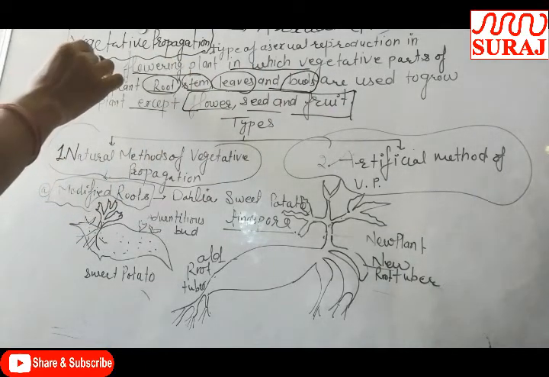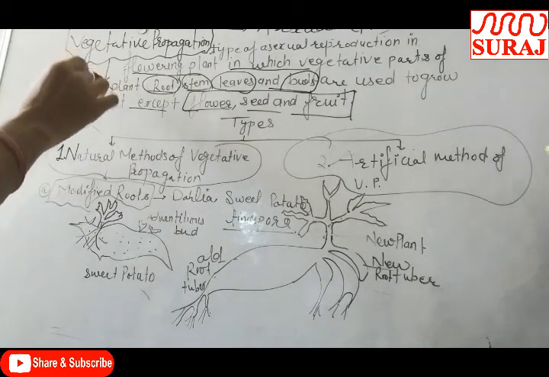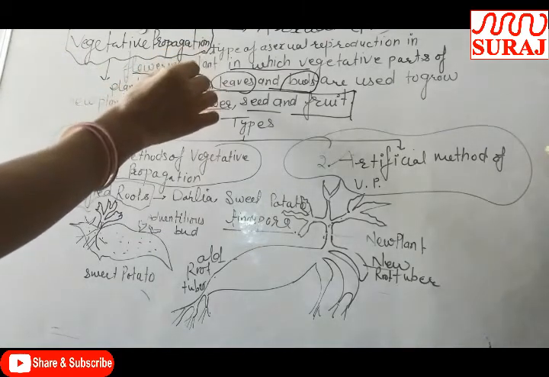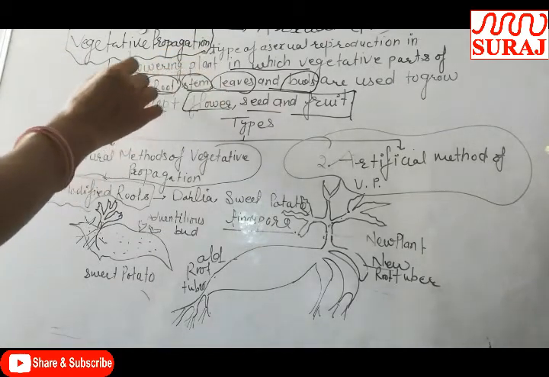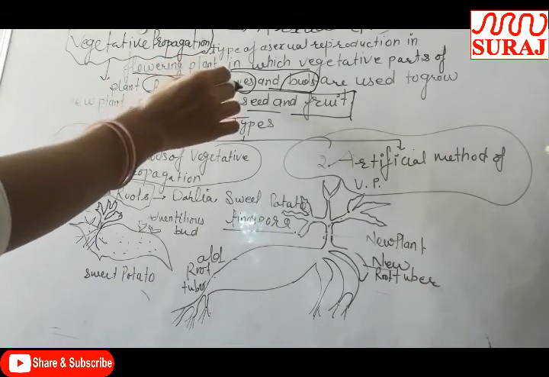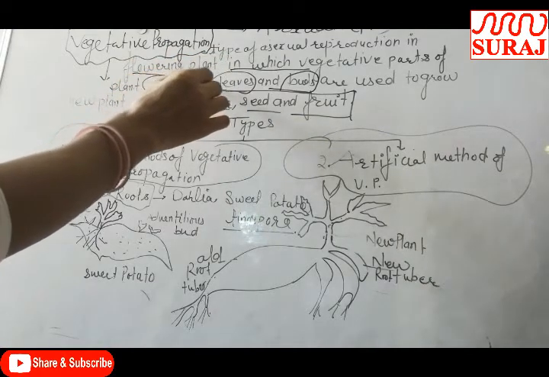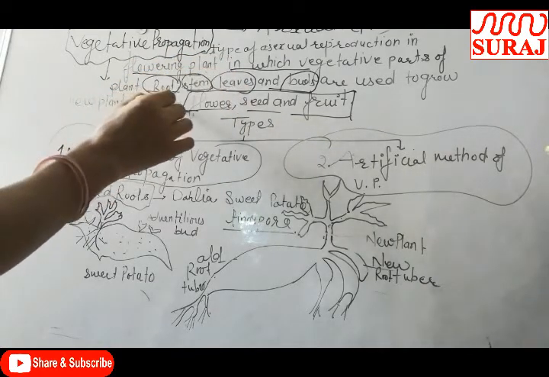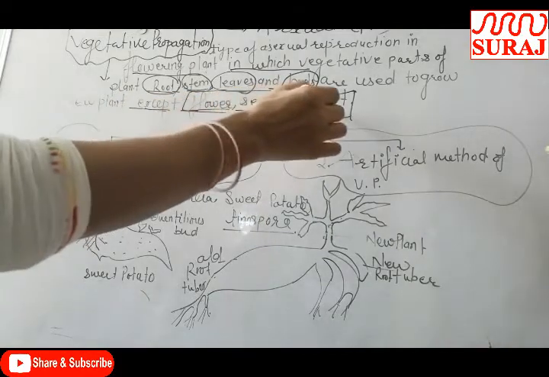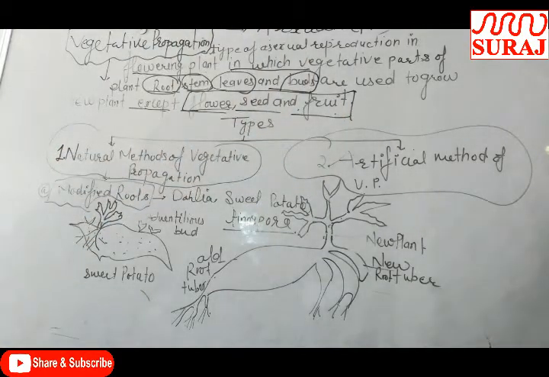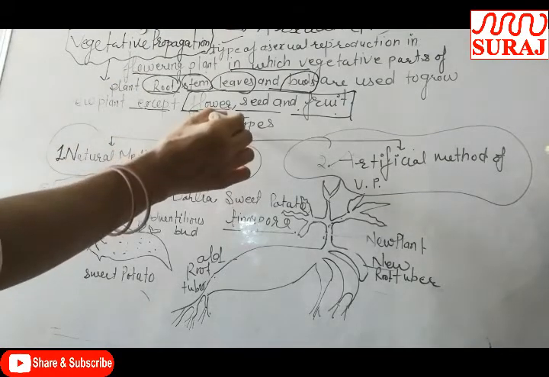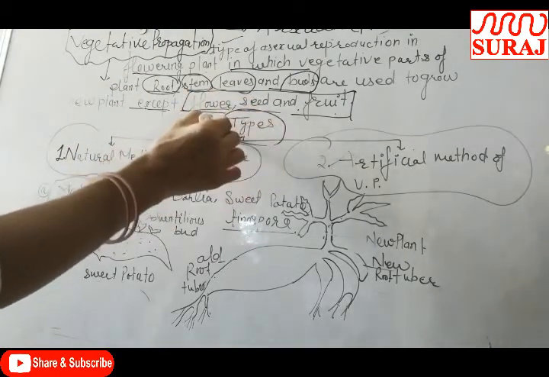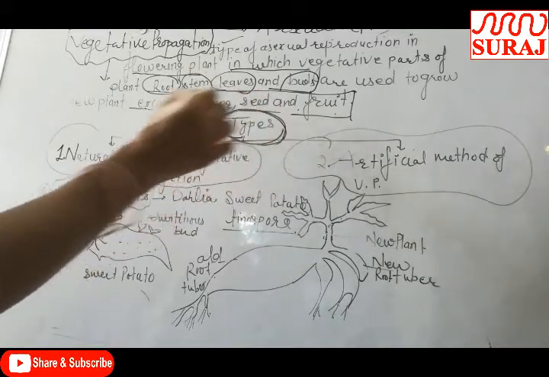Or you can say that vegetative propagation is a type of asexual reproduction in which only vegetative parts of the flowering plants like roots, stem, leaves, except reproductive parts, flower, seed and fruits, are used to grow a new plant. And this type of reproduction occurs by two methods.